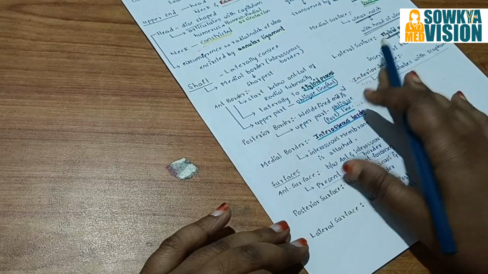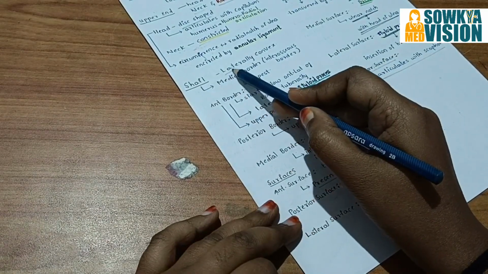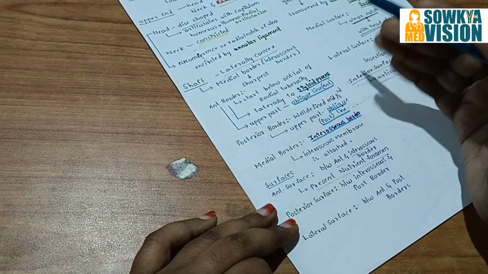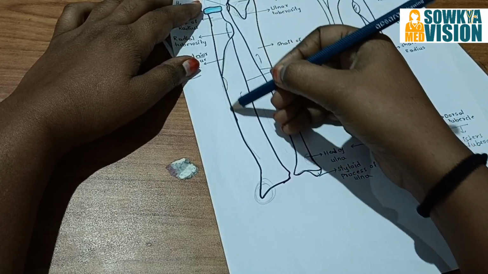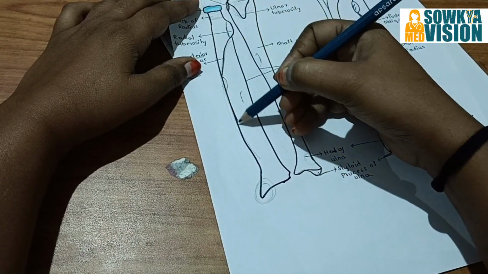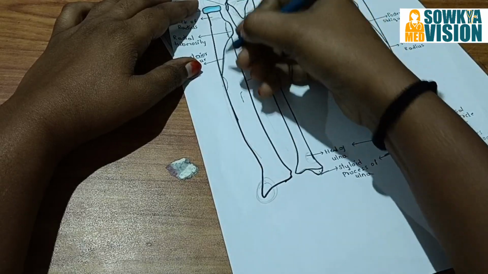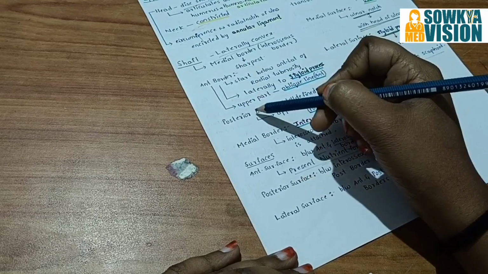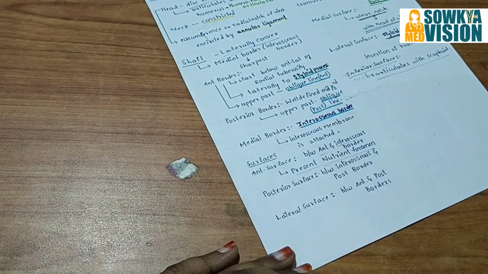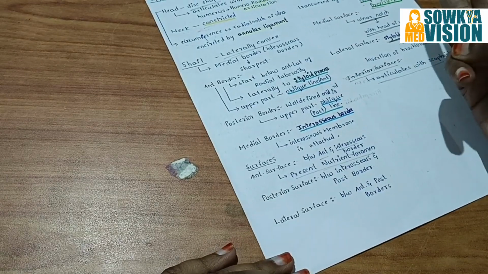And now let's see the shaft. Shaft is laterally concave. Shaft is presenting laterally concave. This is the radius, right? This will be the lateral one. So it is presented convex, not straight, but it is convex. And now it contains anterior border, posterior border, medial border. That is three borders and three surfaces.